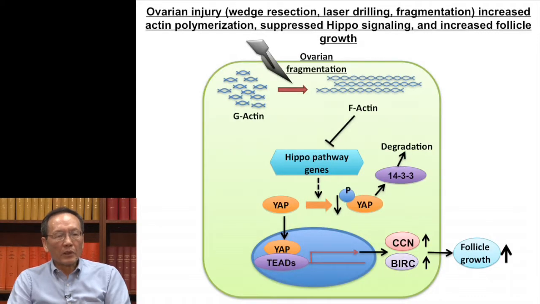So this is the summary now. We can show that ovarian fragmentation increases F-actin formation, disrupts the Hippo signaling, allows YAP to go to the nuclei, and stimulates downstream growth factors and apoptosis inhibitors, leading to follicle growth.